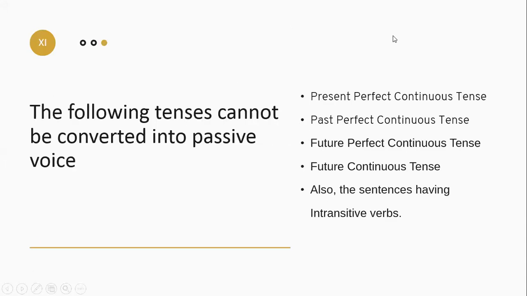Yes. So this is what basically passive voice is all about. Okay. So I'm going to show you a small video which will give you an idea of what passive voice is. Okay. So give me a second.